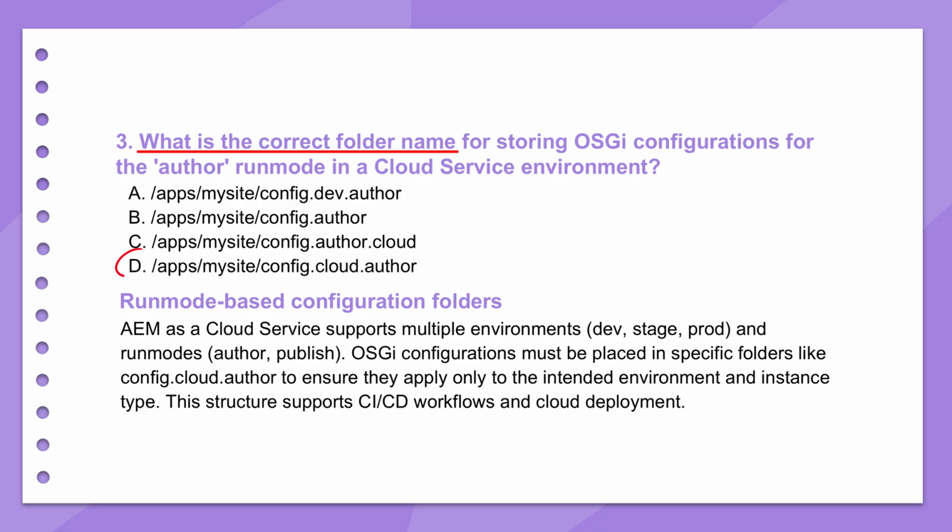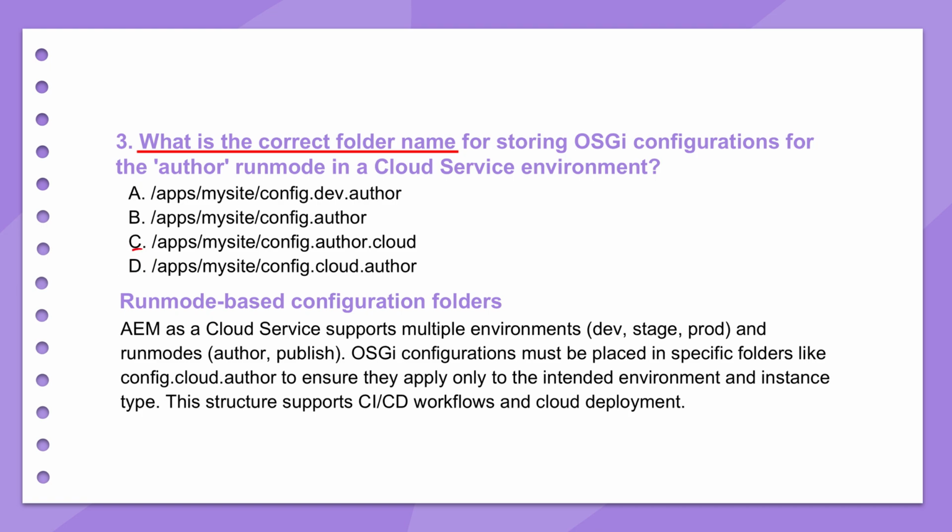Config.cloud.author. Why both .cloud and .author? So in AEM as a cloud service, configuration management is very structured. It has to be, right, to keep environments separate and working correctly. The config part is standard for OSGi configs. Adding .cloud specifically marks these configs for the AEM cloud service environment. Okay, so .cloud means cloud service only. Right. Then adding .author specifies that these particular settings should only apply to the author instance. This layered naming makes sure the right configs land in the right place, the right environment, the right instance type. Super important for stability in the cloud. It's like a very specific address for your configuration file.